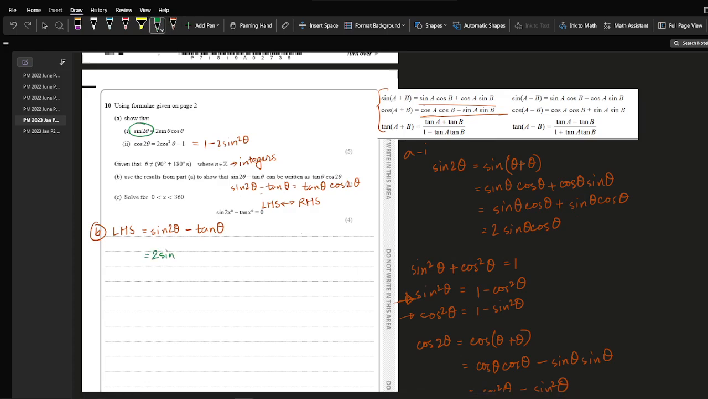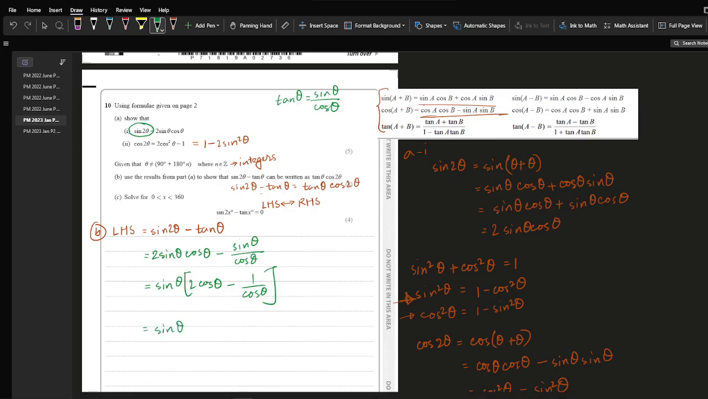2 sine theta cos theta minus, we are going to break down this tan theta as well using a formula given in the sheet. Tan theta is equal to sine theta over cos theta. It's on the formula page. Sine theta over cos theta. So we can take sine theta common here. We get 2 cos theta minus 1 over cos theta.